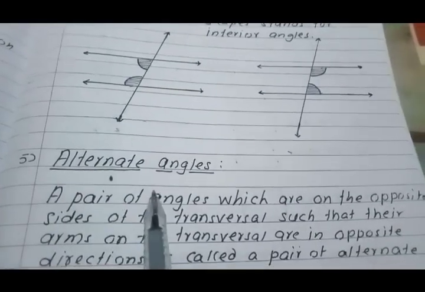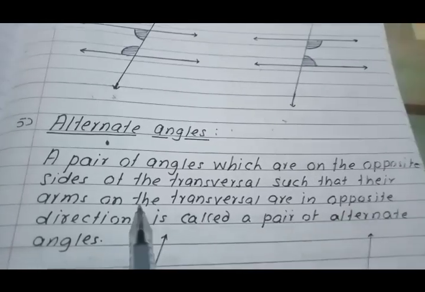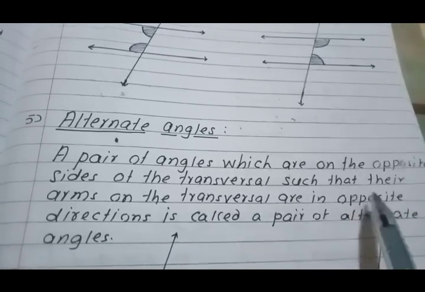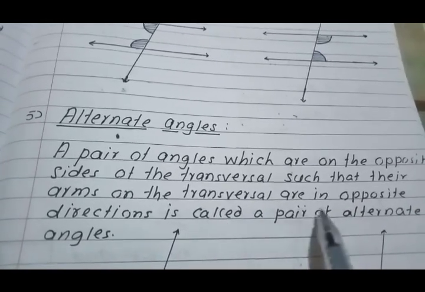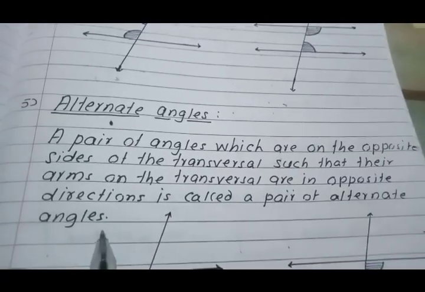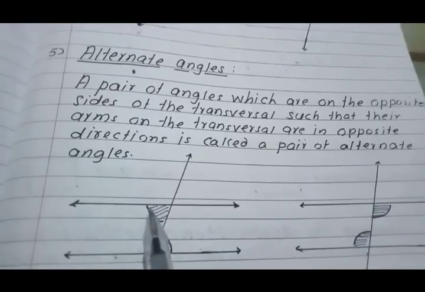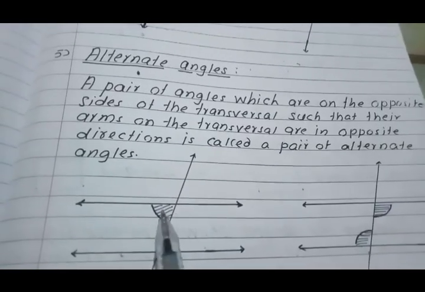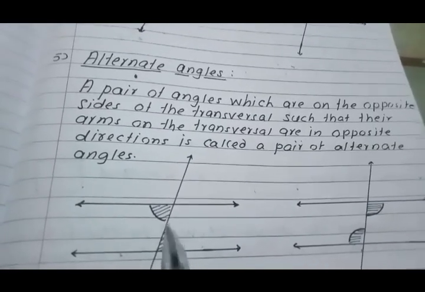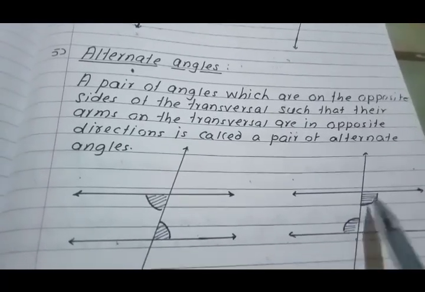Number 5, alternate angles. A pair of angles which are on the opposite sides of the transversal such that their arms on the transversal are in opposite direction is called a pair of alternate angles. Here, these are alternate angles: parallel lines, transversal, opposite sides. Again, on opposite sides, these angles are alternate angles.